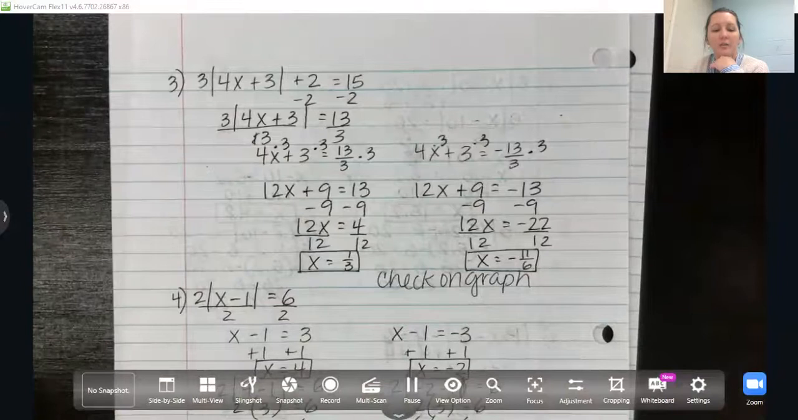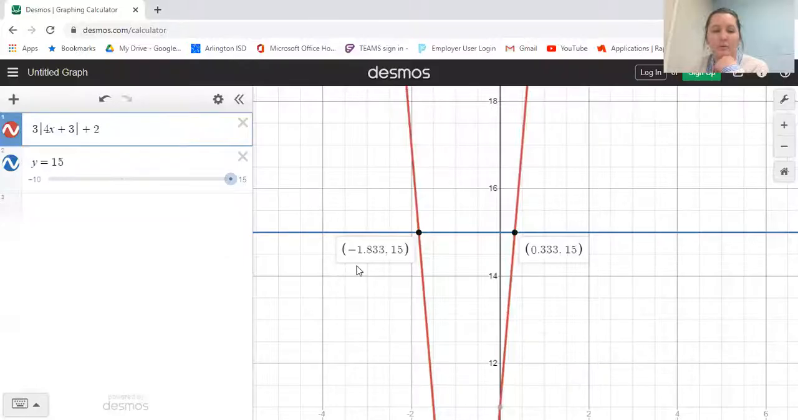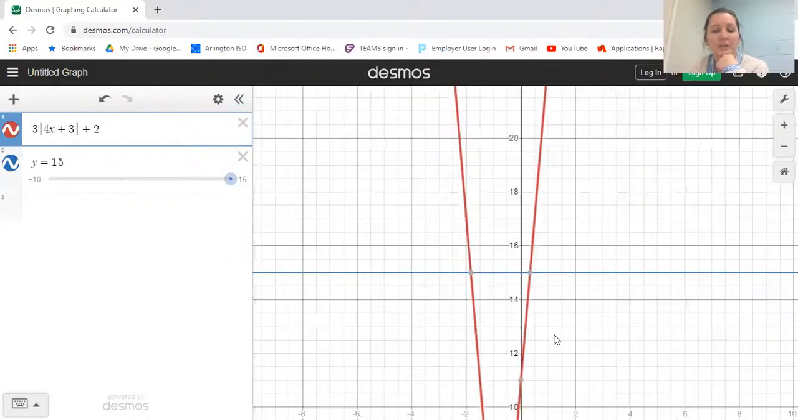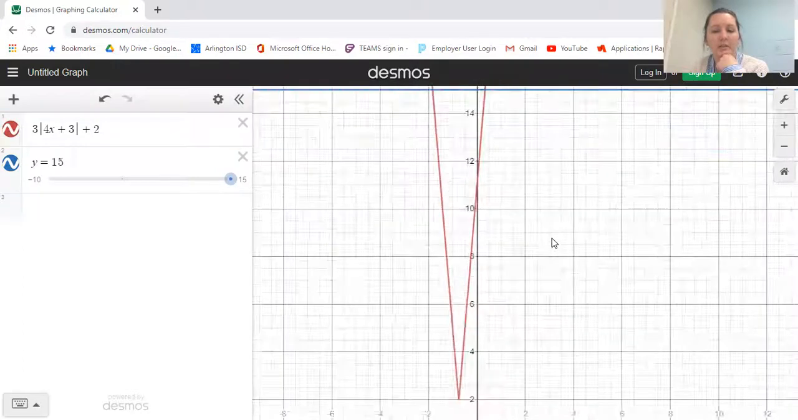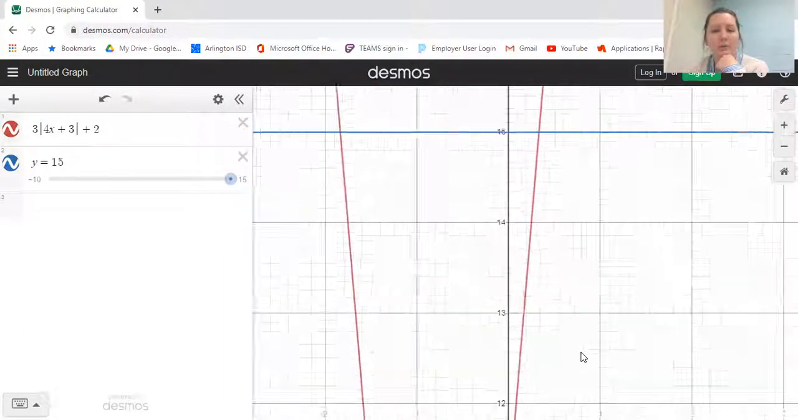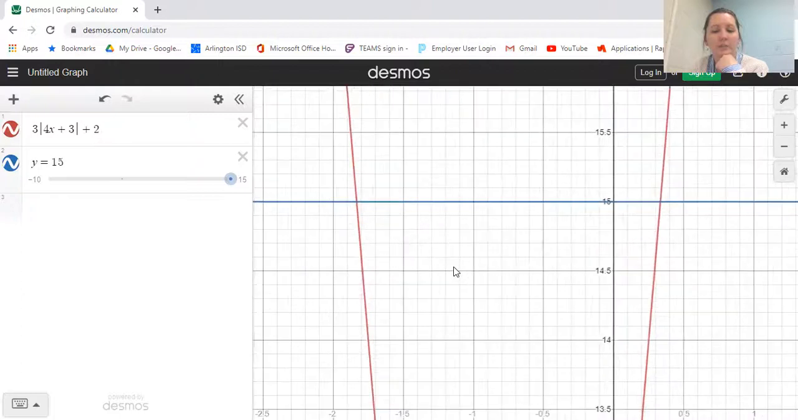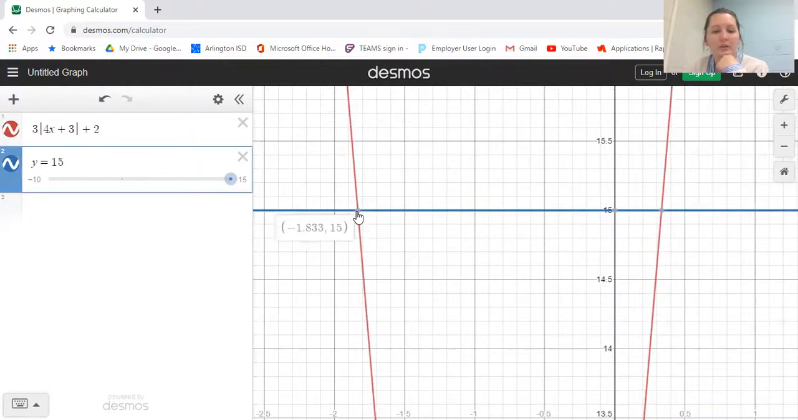So I'm going to check this on the graph, and I want to show you here again how you can do that. So here's our Desmos, and notice that it's kind of skinny, so I zoomed in at where y equals 15, and my intersection points here are -1.83 and this 0.33, which is 1/3, and this is that 11/6, -11/6. So they do check out. Good for us, we did it right.